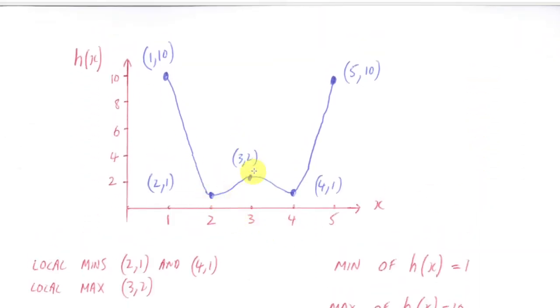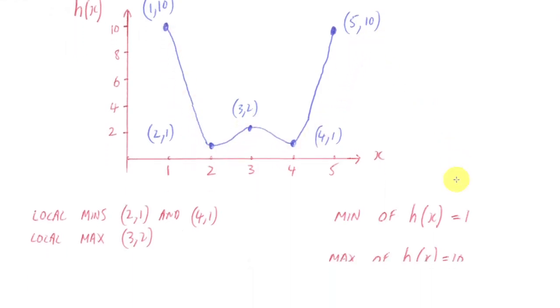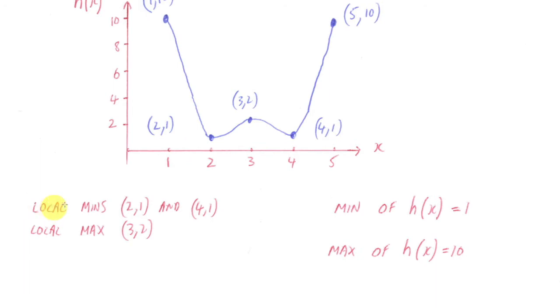I place in the turning points, and I place in the endpoints, and it's clear that there's only one way of drawing this graph, and that's shown in blue. The local minimums are at (2, 1) and (4, 1), and the local max is at (3, 2). Notice that it's a local maximum turning point. It's not the overall maximum of the function, it's just around this area here.